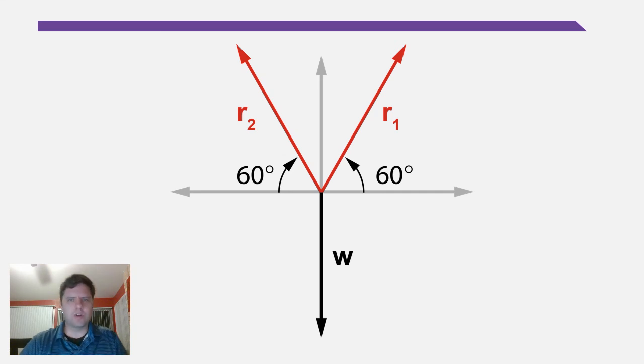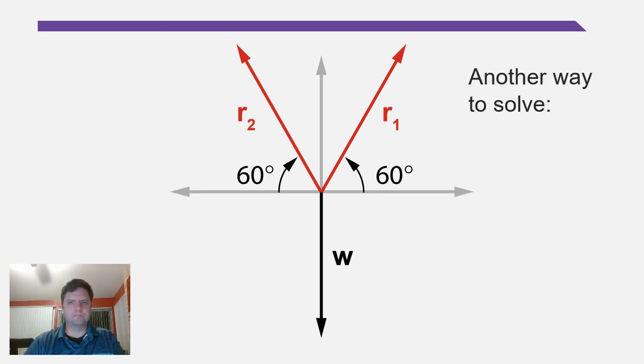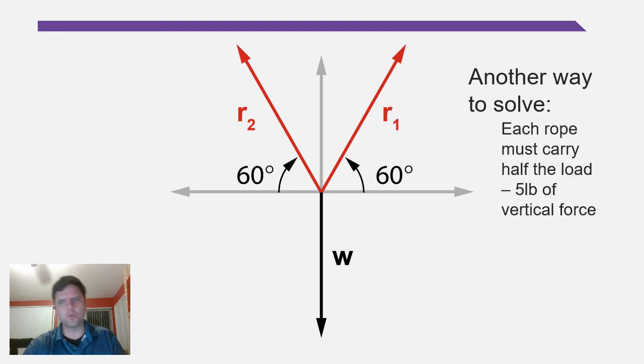So again, here's our original drawing that we were showing. And we can show here another way to solve this. Each rope has to carry half the load, right, of the vertical force. Why can I say that? Well, because there's 2 ropes and they're equal in all other ways. That means if the weight here is 10 pounds, then each rope must carry 5.